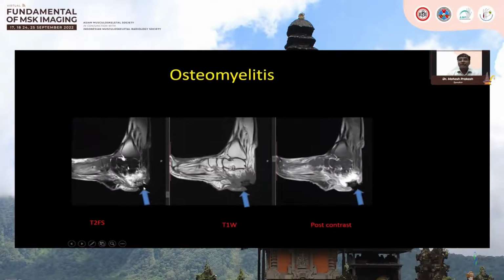Another case of osteomyelitis in the calcaneum. Again there is a large ulceration with signal alteration in the posterior part of the calcaneum, T2 hyperintensity, T1 hypointensity, and typical enhancement. So again this is a case of osteomyelitis of the calcaneum.